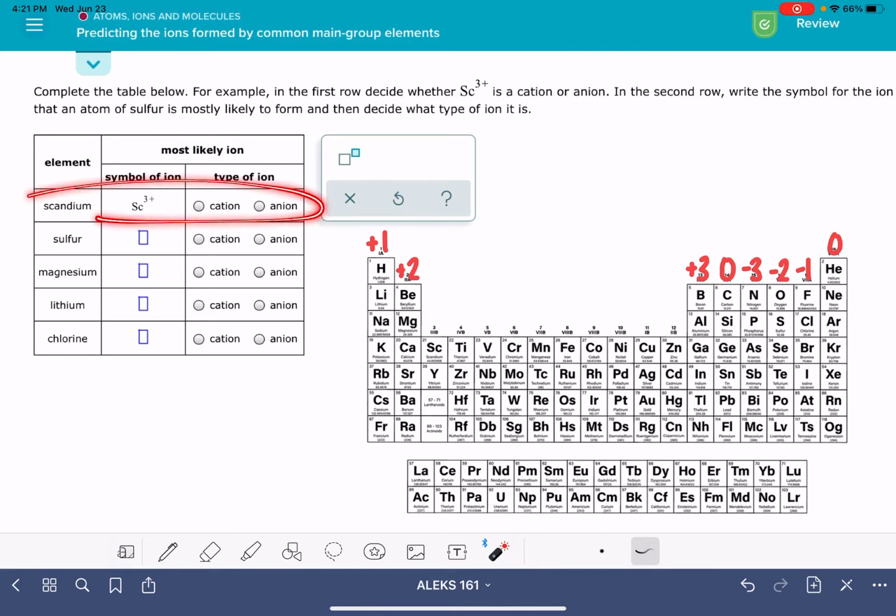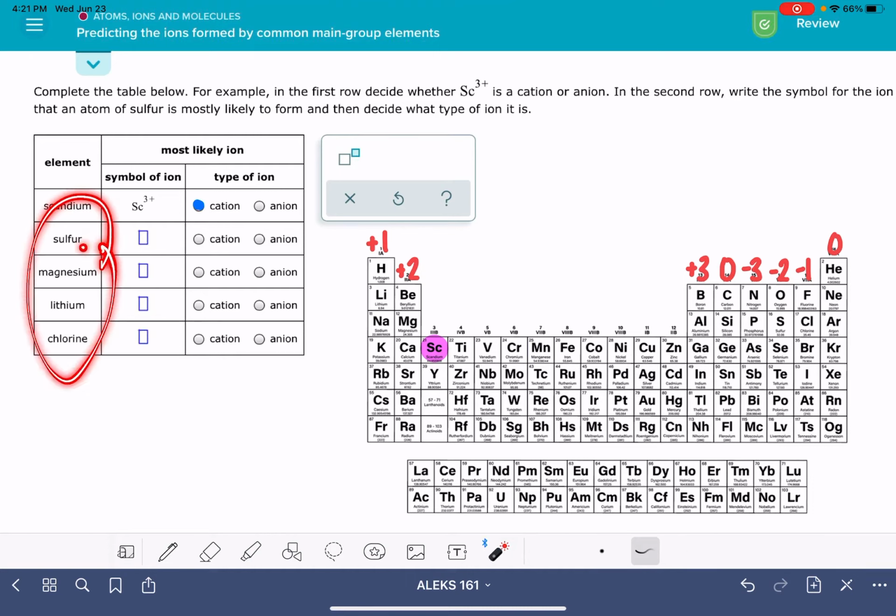The first one has been mostly filled out for us, scandium, Sc, which is located right here. Ooh, that's one of the ones that's kind of hard to predict. I didn't even put the prediction on it. It's telling us in the symbol that it's a +3 ion. Positively charged ions are referred to as cations, so this is a cation. But none of the rest of them are going to be tricky like this one was.